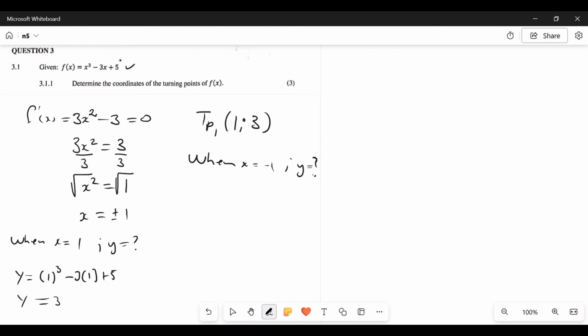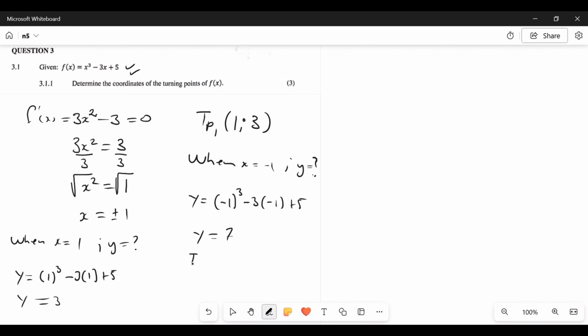We're going to take the original equation, and this time around we substitute -1 wherever there is x. So let's do it. y is going to be equal to (-1)³ minus 3 multiplied by -1 plus 5. Now you have to put this on a calculator. If you put this on a calculator, your y is going to be 7.